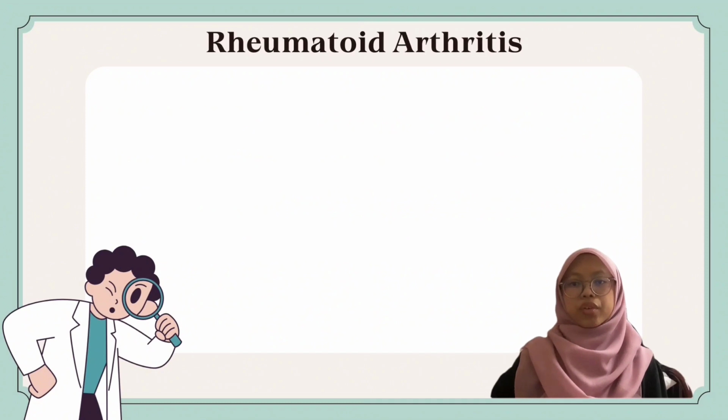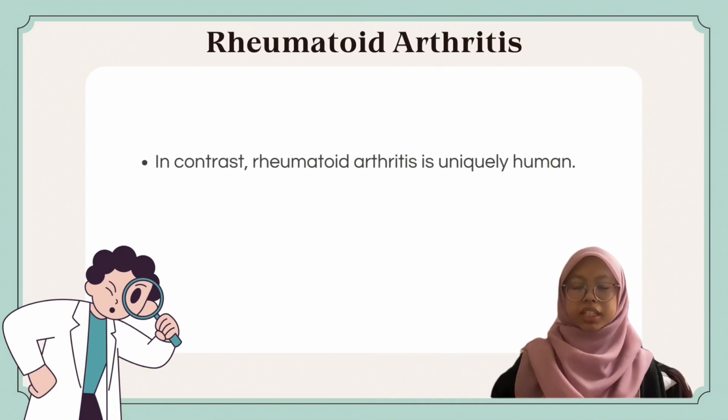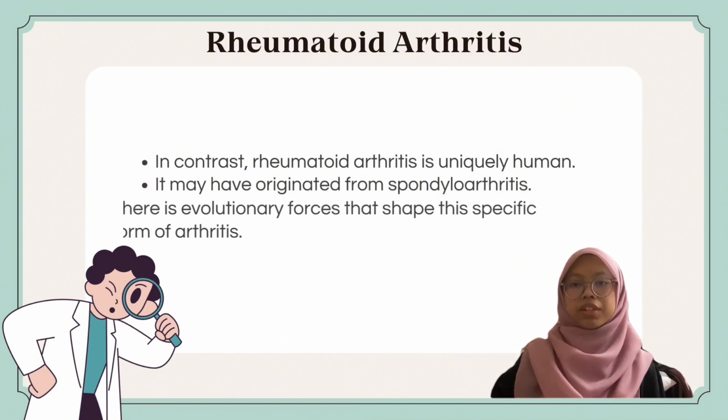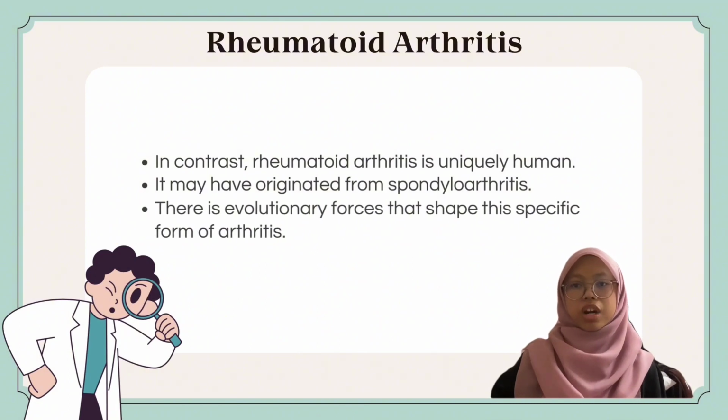In contrast, rheumatoid arthritis is uniquely human. Emerging 5,000 years ago, it may have originated from spondyloarthritis. Its exclusive occurrence in humans invites us to explore the distinct immunological landscape that sets us apart and the evolutionary forces shaping this specific form of arthritis.